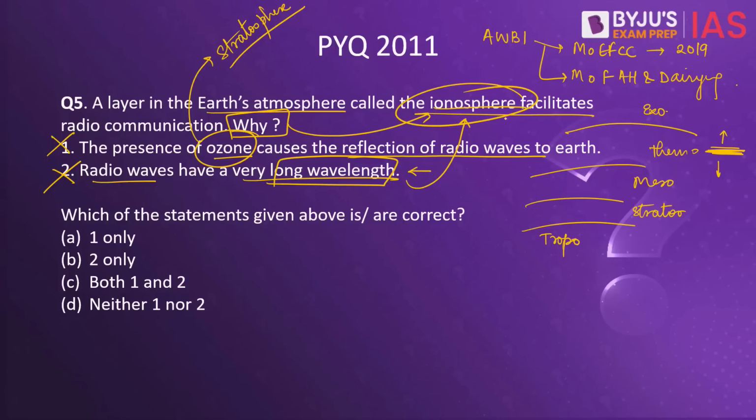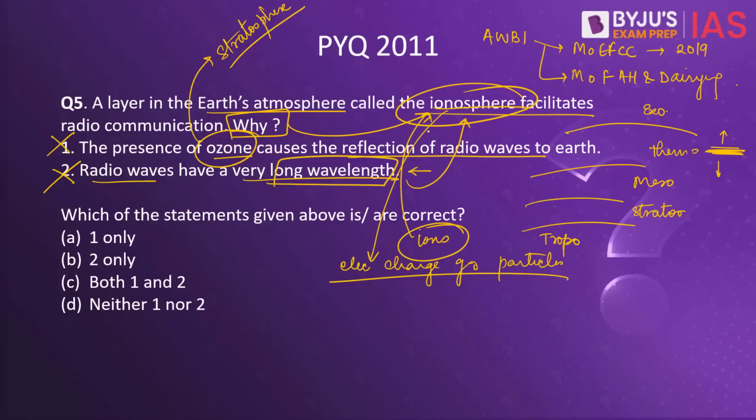Now why is it called the ionosphere? Because it has multiple electrically charged gas particles. That is, it has many ions, which is giving it its name. What happens is that radio waves come from the Earth and get reflected back to the Earth with the help of these ions. So it is these ions which are helping in radio communication and not the fact that radio waves have very long wavelength. So both these statements are incorrect and our correct answer here is D.